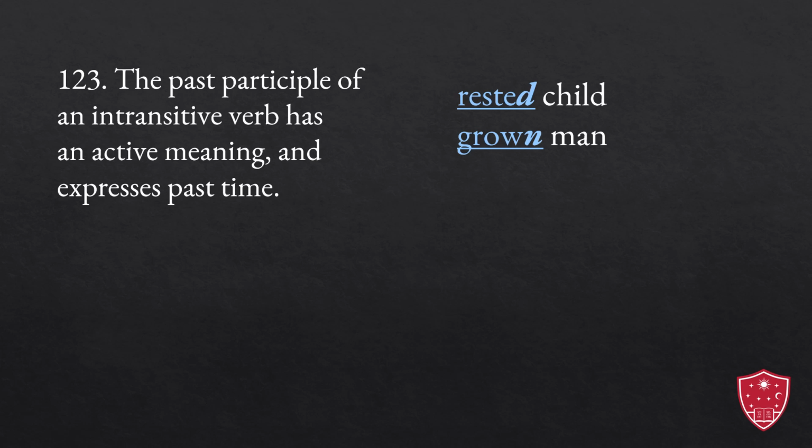The rested child is not a child who has been rested by someone else. A rested child is a child who has himself rested. It's active. Even though it's a past participle, it's an active meaning. The rested child, the child who has rested. And secondly, the grown man, the man who has grown. So these are examples of past participles of intransitive verbs that have an active meaning and express past time.